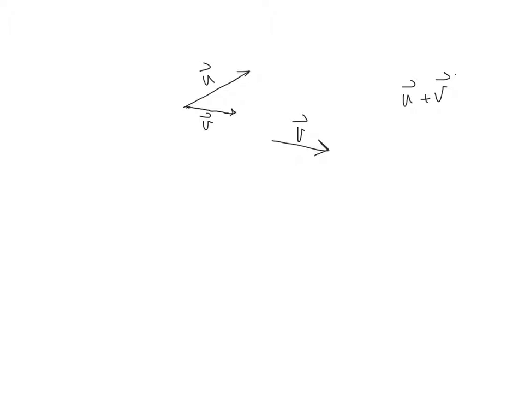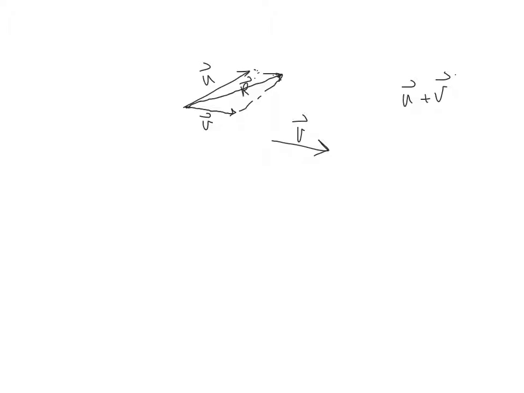Now I have two vectors with the tails attached. What I'm going to do now is draw a parallelogram like the following. And the diagonal of this parallelogram is going to be the resultant, which is going to be like this. So this is called the tail-to-tail method.